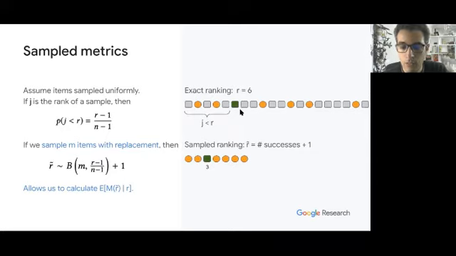Now, when we sample m times, then the measured rank R tilde is simply the number of successes plus 1. For example, in this case, there are 2 samples that fall on the left side of the relevant item, so the rank is 3. In other words, the measured rank R tilde follows a binomial distribution with parameters that depend on the sample size M and the true rank R.